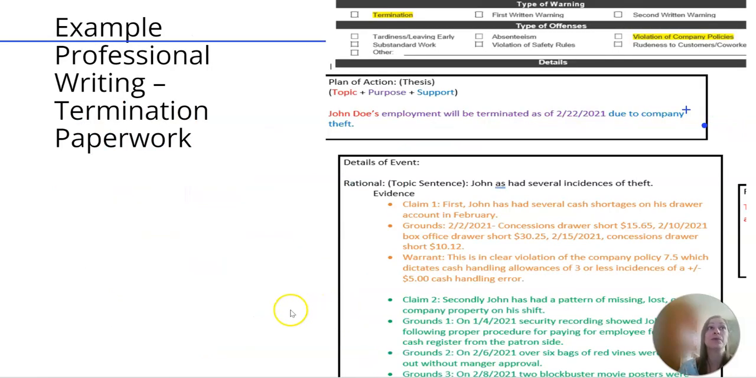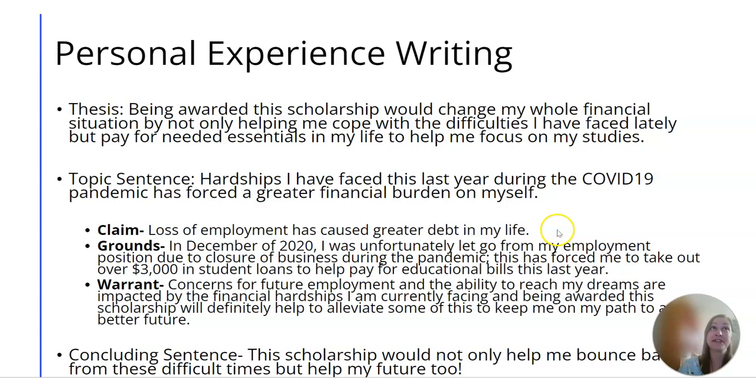The next example goes through a professional writing example, and you can see how this format could be used in that kind of setting. This is an example of a disciplinary warning for an employee. And then the final example is a professional writing experience, and it shows you how this format, again, can be used in a lot of different styles of writing.